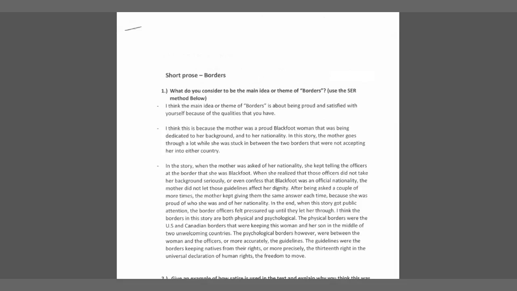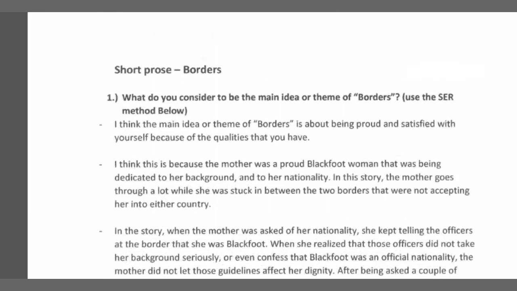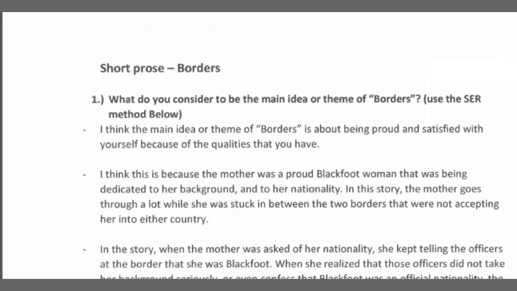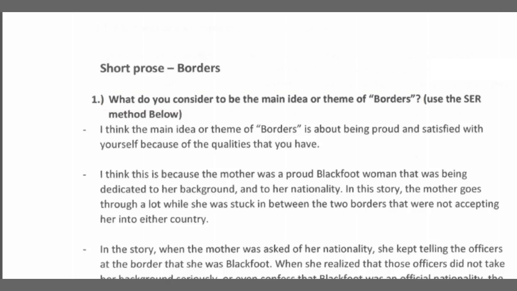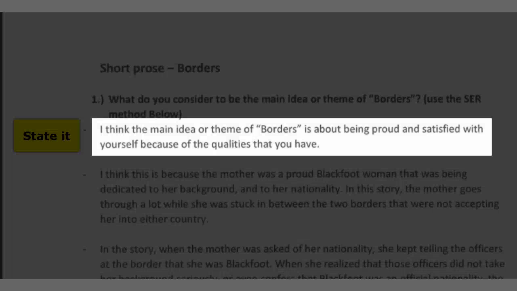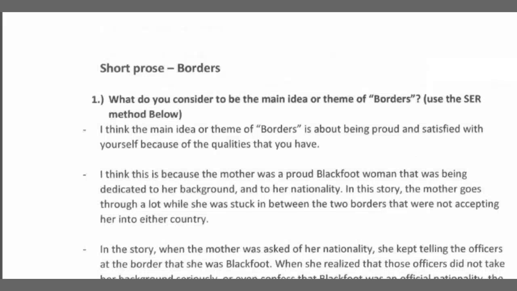Let's look at an example or a situation where you can apply the SER strategy. So the question in this one is, what do you consider to be the main idea of the short story Borders? As you can see, the student's first part of the response, where she states her position: I think the main idea or theme of Borders is about being proud and satisfied with yourself because of the qualities that you have.